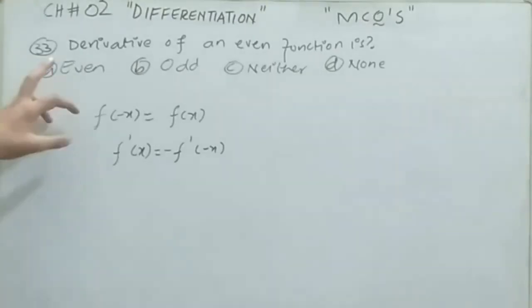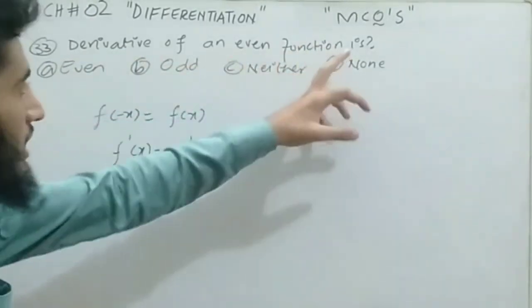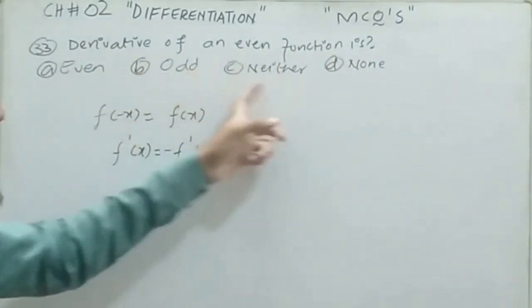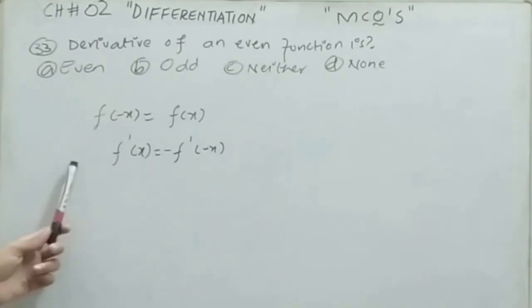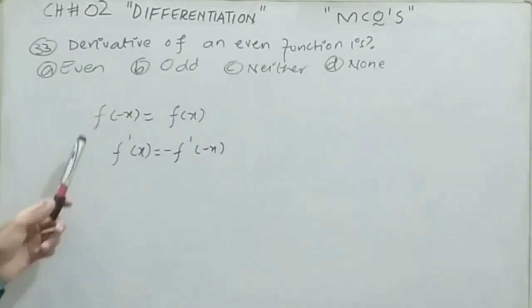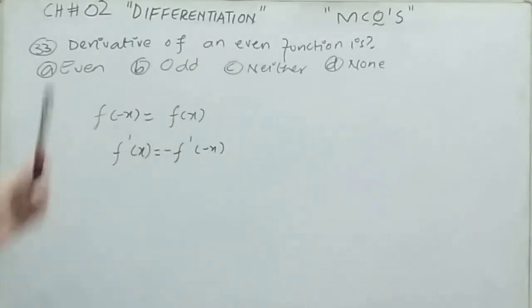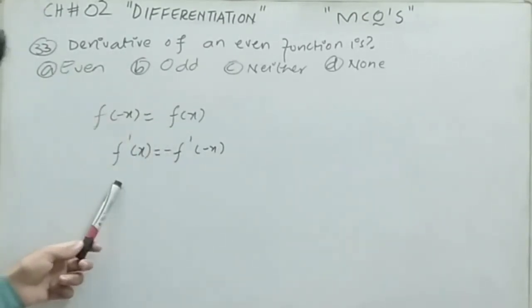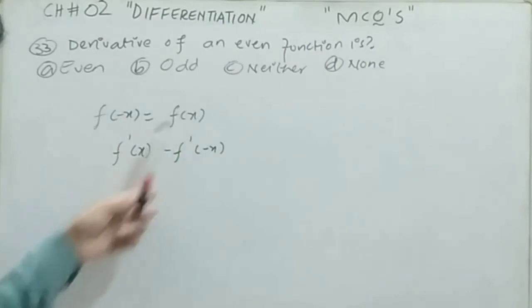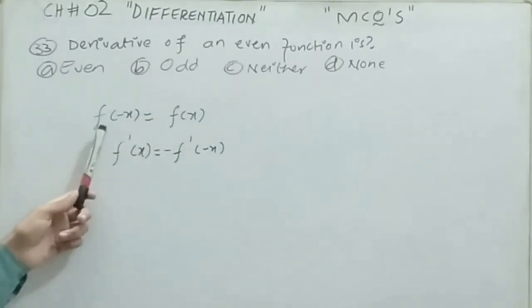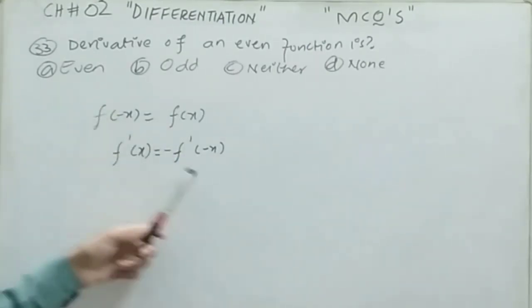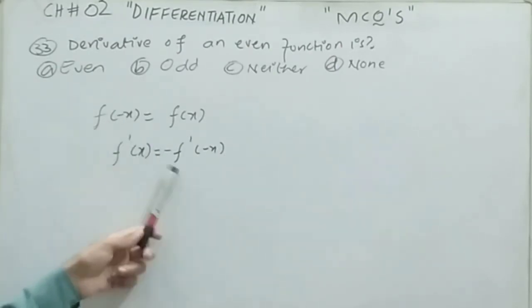Now move toward MCQ number 33. The derivative of an even function will always be an even function, odd function, neither, or none of these. Remember, the definition of an even function is f of negative x equal to the original function f of x, and then find the derivative. So if we take the derivative, the derivative of f of x will be f prime of x, and the derivative of f of negative x will be f prime of negative x, and the derivative of this inner function will be negative.